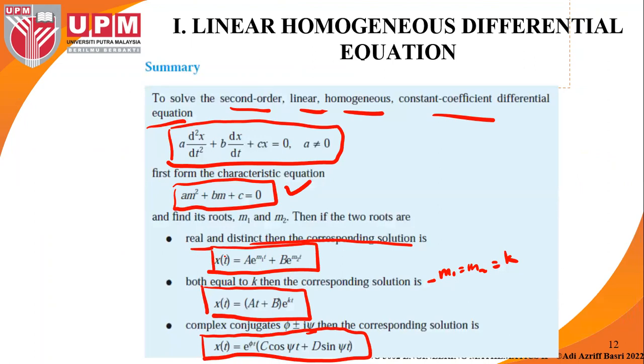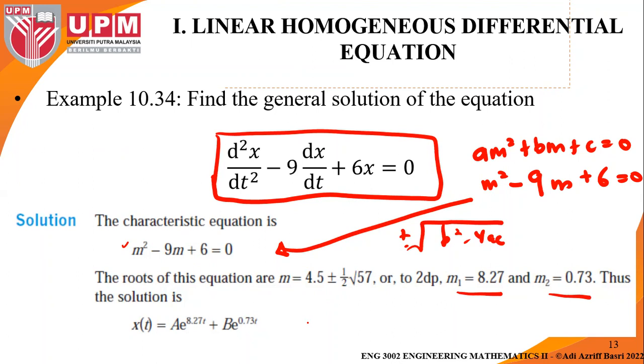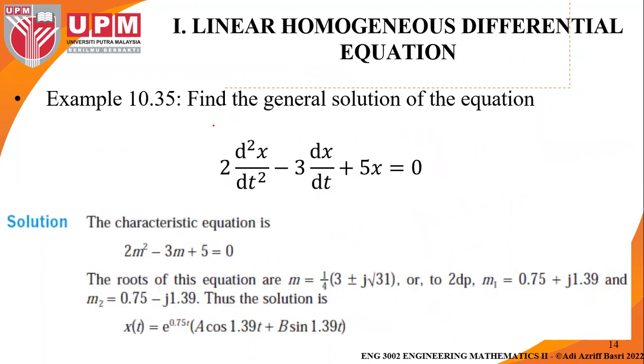So x(t) is a exponent m1 t, because m1 and m2 are different, so you use this one. So automatically you have x(t) equals a exponent, what is m1? m1 is 8.27t, plus b exponent, what is m2? m2 is 0.73t. So this is the final answer of the general equation. Okay, so we go for the second example.